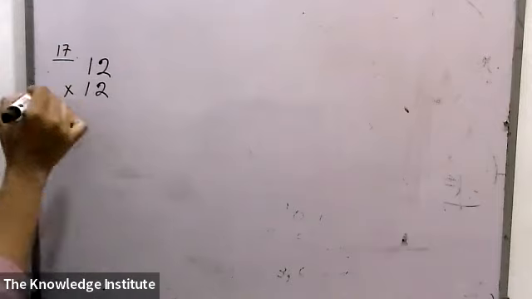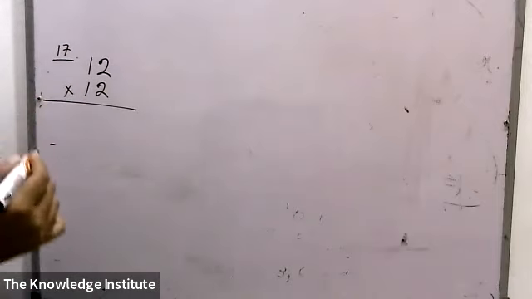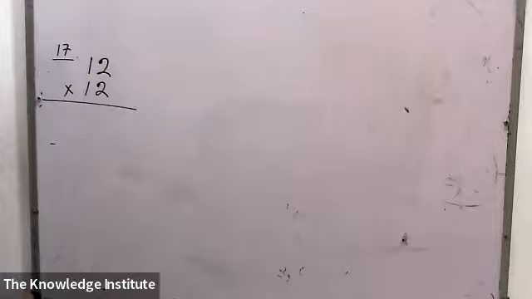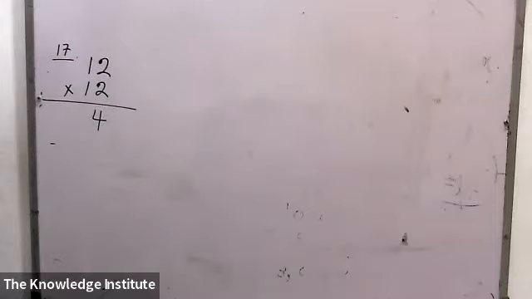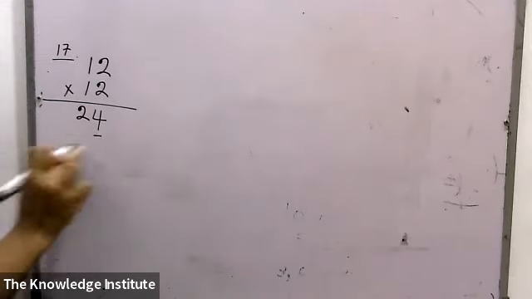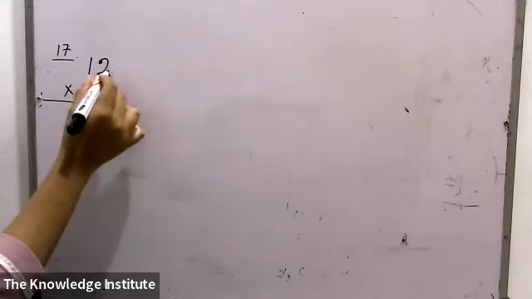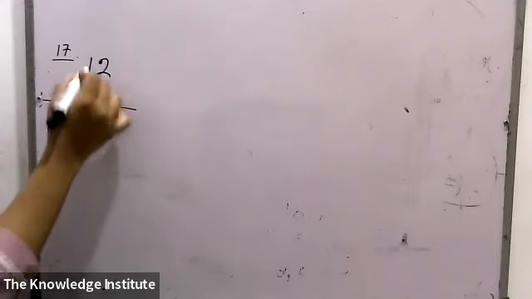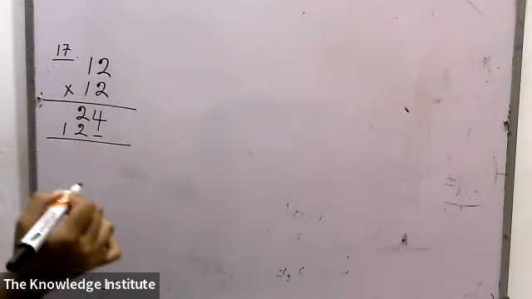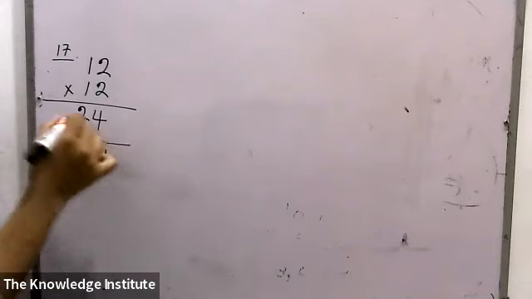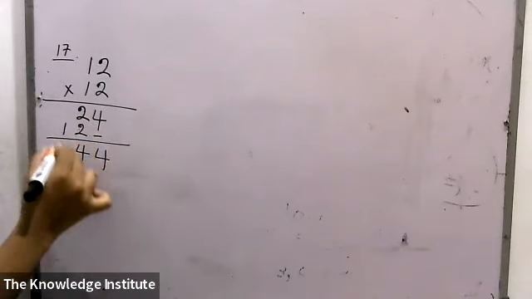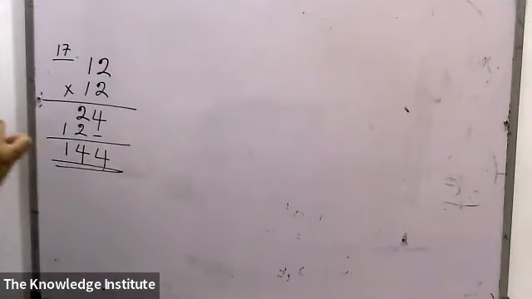How can we write? Let's start from right hand side. 2 2s are 4. 2 1s are 2, 2. Again, once you move into the next one, you have to keep a gap. 1 2s are 3. 1 multiplied by 2 is 2. Not addition, darling. 1 1s are 1. Now we are supposed to add. You have only 4 here. 2 plus 2 is 4 again. You have only one here. Therefore, 144. Did you understand?